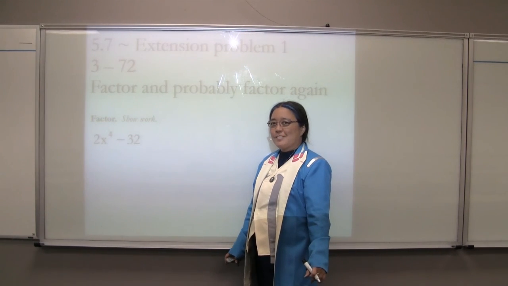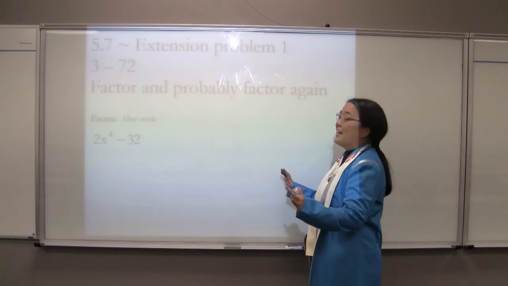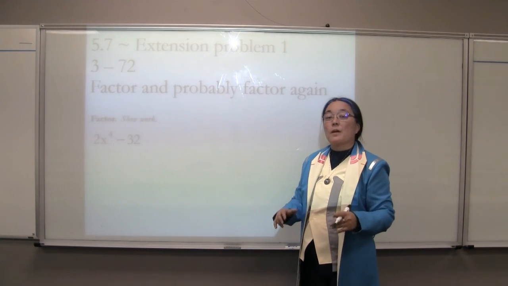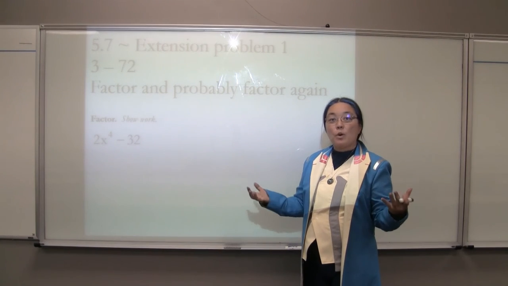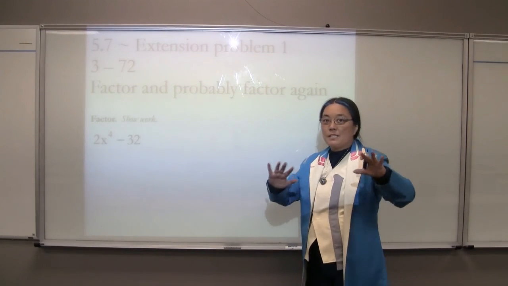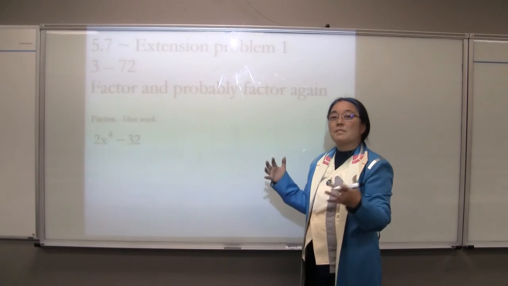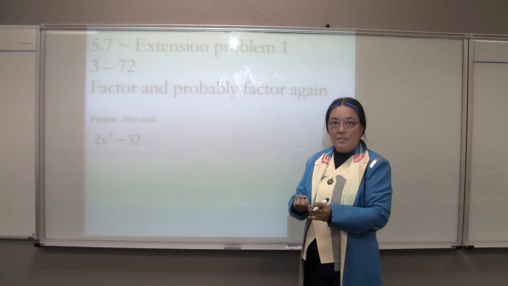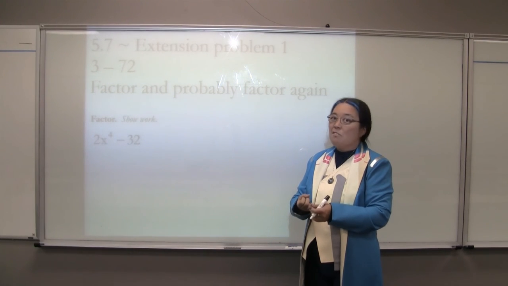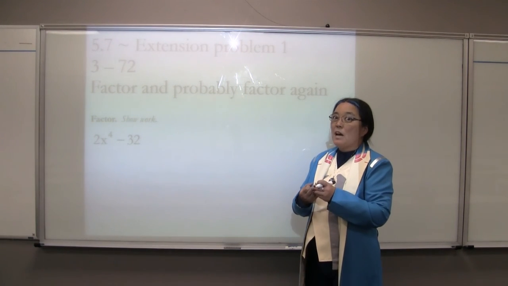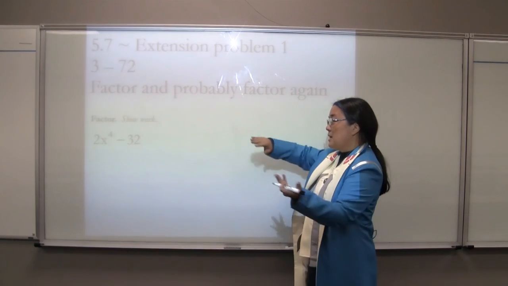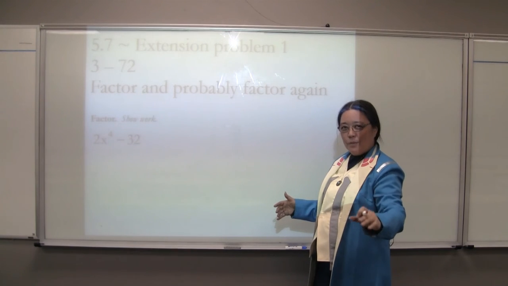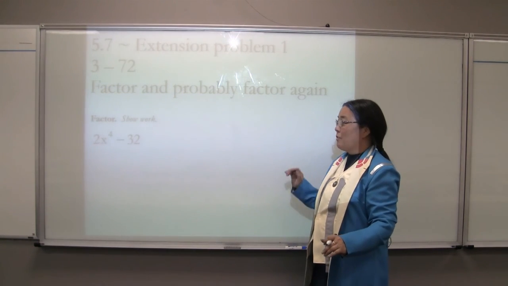Chapter 5, Section 7, Extension Problem 1. We don't actually have a Chapter 5, Section 7, but if you take a look in the textbook, there is a Chapter 5, Section 7, and it is a mixed up group of problems that takes everything we learned from 5.4 GCFs and factoring by grouping, 5.5 factoring trinomials, 5.6 special factoring formulas, and puts them all together. We're going to take a look at some examples of what can happen with factoring.